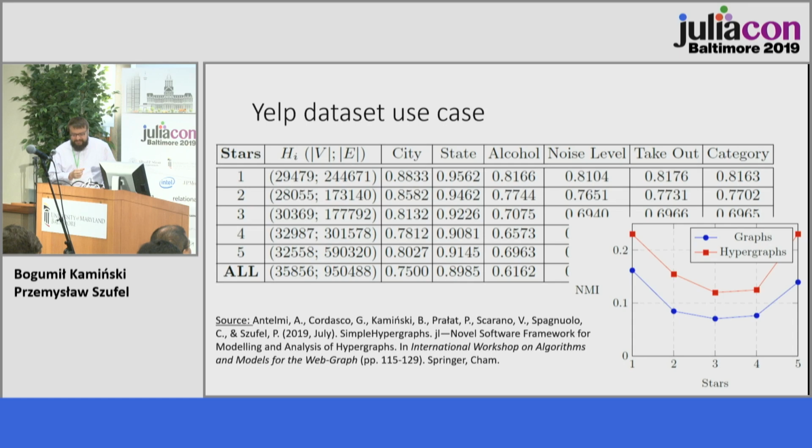And what we have actually discovered is that if we represent this Yelp dataset as a graph, we lose some part of the information on how the data is clustered. So if we model restaurant reviews as a graph, we have to lose part of the information. And if we model it as a hypergraph, we can actually model it better.